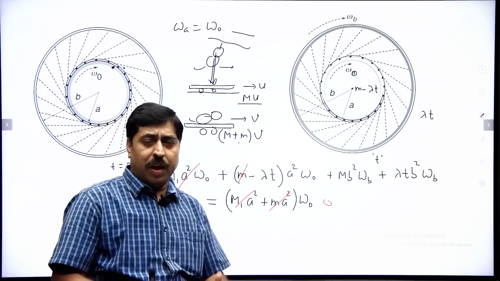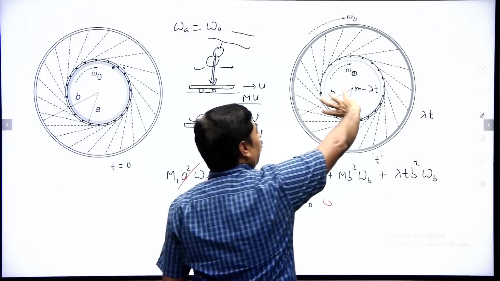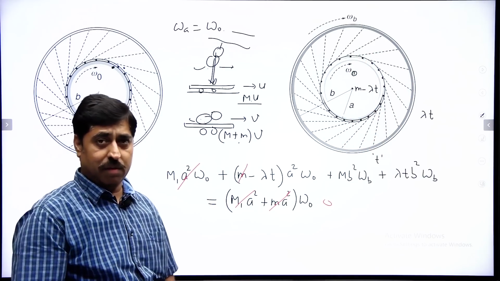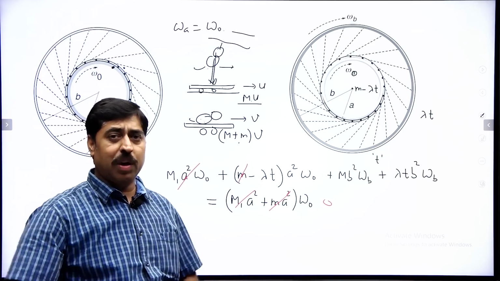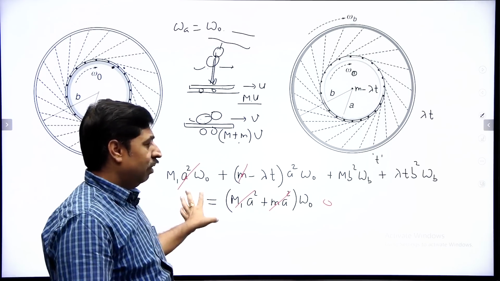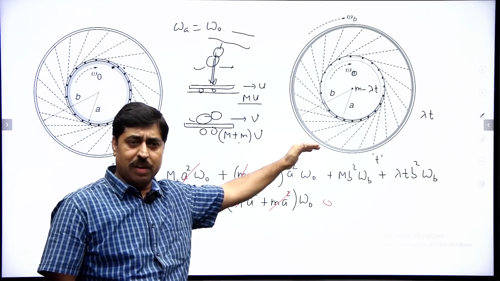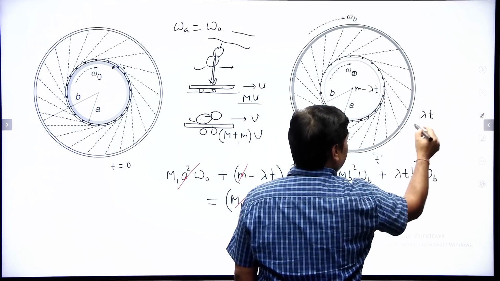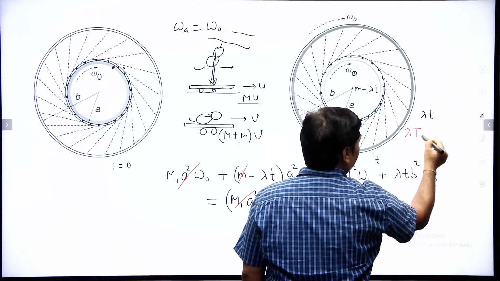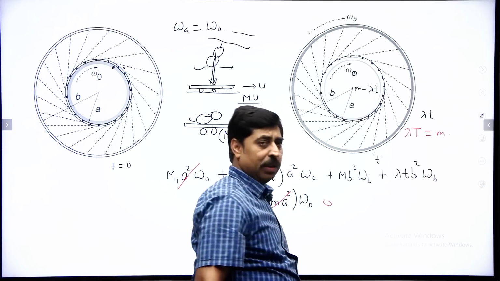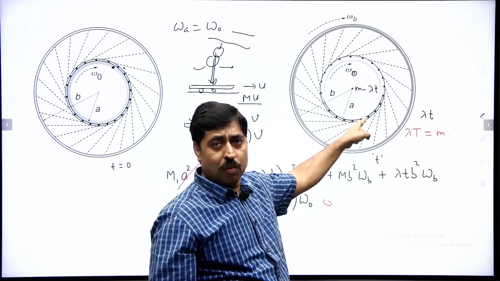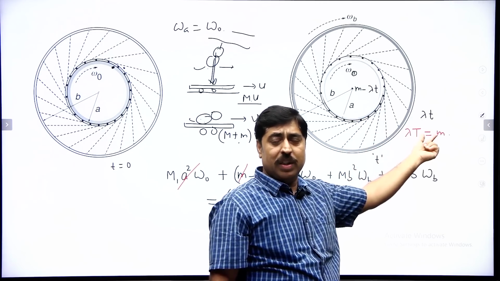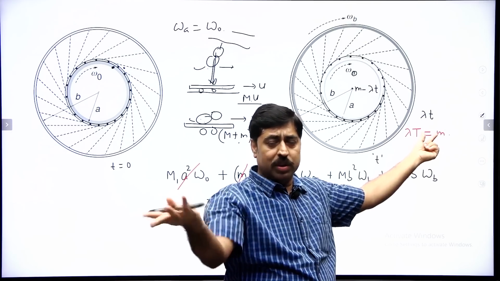Now after some time, the whole of the sand will get thrown out of this cylinder and it will land onto the outer cylinder. At that particular time, you can again calculate the final angular speed of that cylinder using this same expression, because the whole sand will be ejected at a time T when lambda T is equal to m. Please note, lambda kg per second is being thrown out. In capital T seconds, this much mass of the sand is thrown out. If this is equal to the given mass of the sand, then the whole sand is out.